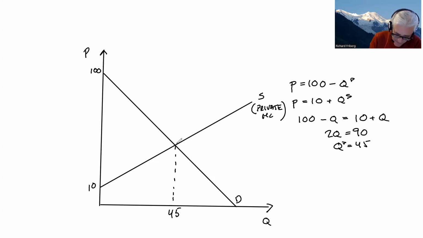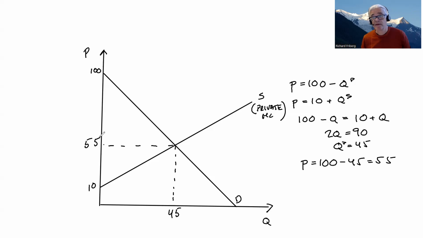And to get the equilibrium price, we just plug the equilibrium quantity into either the demand or the supply. Let's do it into the demand. And 100 minus 45 equals 55. Okay. So we can think of that as a benchmark. So that's where we were, and that's not where we're going.